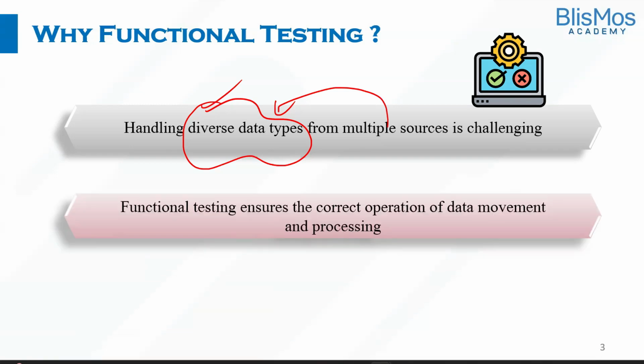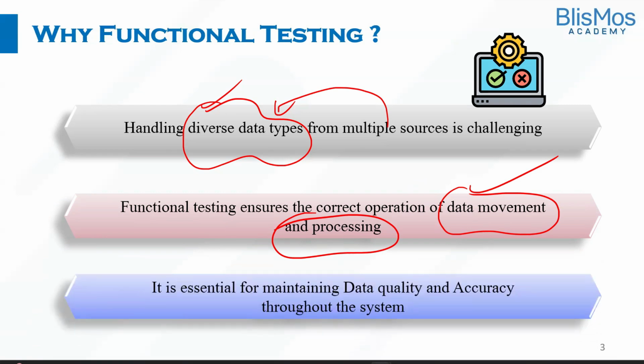And also, if you don't perform the functional testing, how do you ensure the data movement is happening properly? How do you ensure the processing is happening right? So, functional testing ensures the correct operation of the data movement and also processing. It is very important for maintaining the data quality and also accuracy throughout the system. So, we understood why we need to do the functional testing.